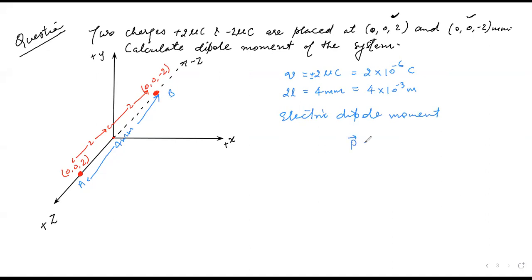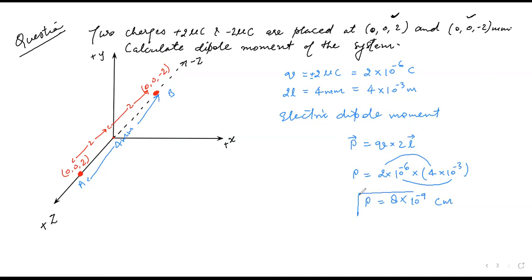It will be P is equal to Q into 2L. The value of Q is 2 into 10 raised to the power minus 6, into the value of 2L, which is 4 into 10 raised to the power minus 3. Finally, you got 4 into 2, it will be 8 into 10 raised to the power minus 6 and 10 raised to the power minus 3 will be 10 raised to the power minus 9, and the unit is coulomb meter. This is your final answer of the dipole moment.